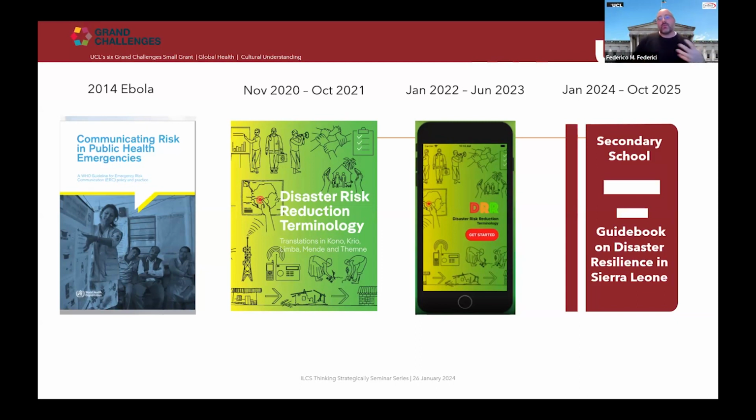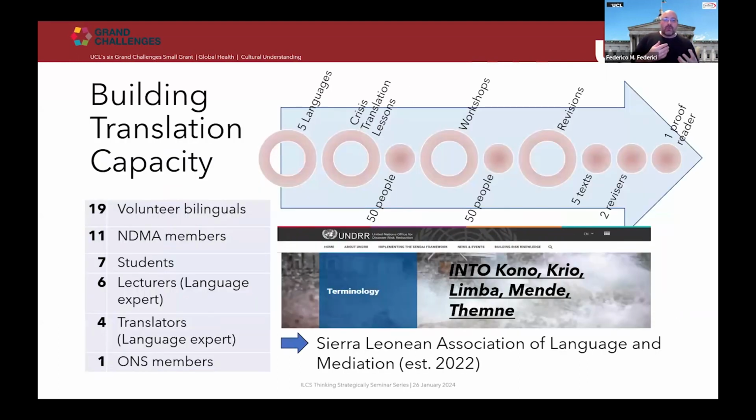Now, this project for me was an eye-opener in terms of how some of the hard research that we conducted with Interact immediately applied to the context of Sierra Leone. And we had to work with the principle that resources to produce results were not immediately available. So we couldn't translate the terminology because we didn't have the translators. We had 4 translators and 5 languages. That tells you already where we started.